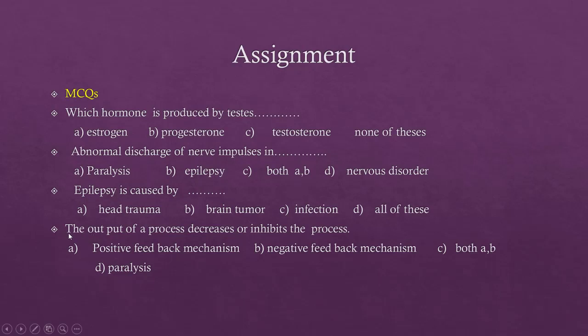And the last one, the output of a process decreases or inhibits the process. Option A, positive feedback mechanism. Option B, negative feedback mechanism. Option C, both A and B. And option D, paralysis. The correct answer is option B, negative feedback mechanism.